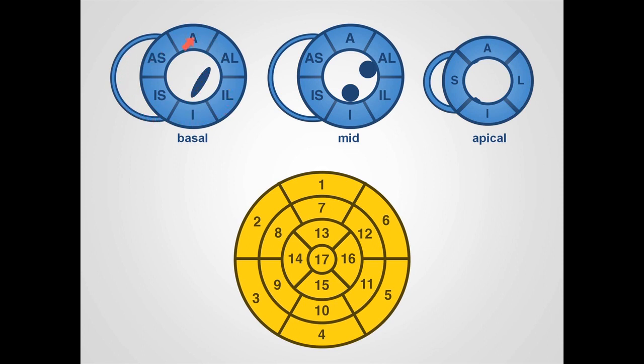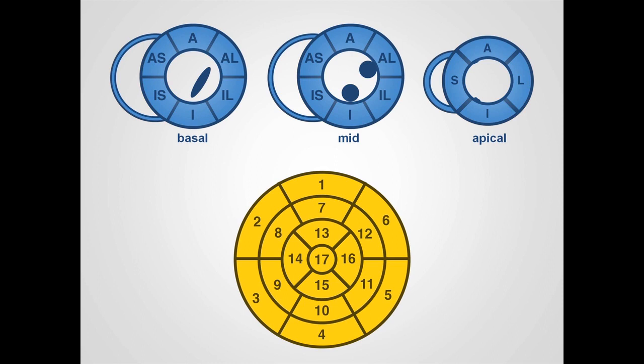In the basal slice of the left ventricle, there are 6 segments: the anterior, anteroseptal, infraseptal, inferior, infralateral and anterolateral segments. There are also 6 equivalent segments at the mid-left ventricular level, as identified by the presence of the papillary muscles, and there are 4 segments at the apical level: anterior, septal, inferior and lateral.